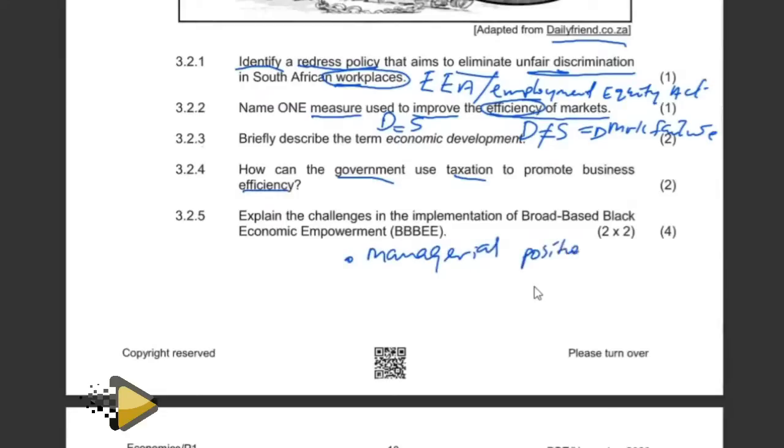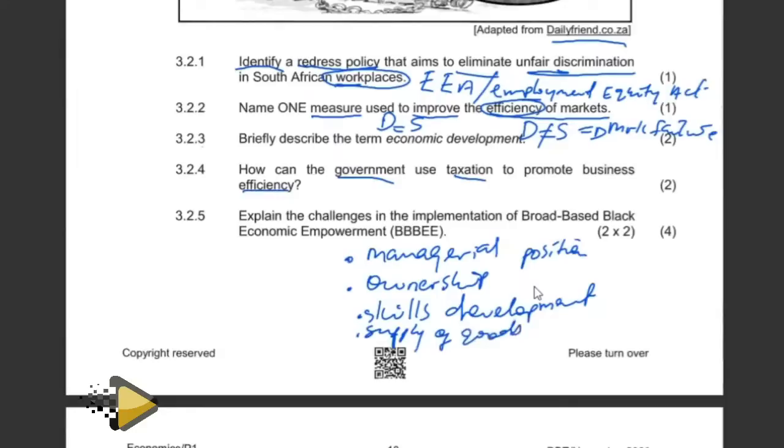Also, Black people should own land. This also addresses ownership. It also addresses the issue of skills development of Black people. It also addresses the supply of goods and services by Black people. Okay, so now these are the four major pillars of broad-based Black economic empowerment.